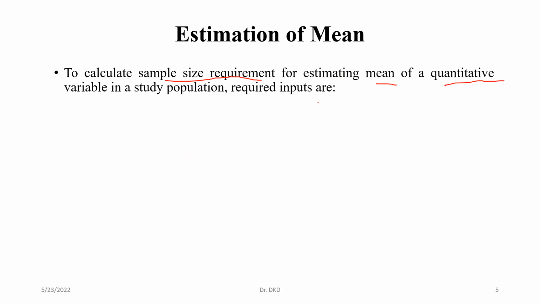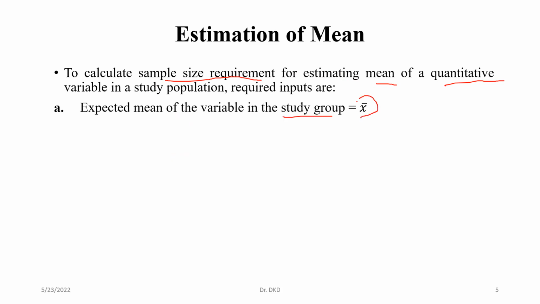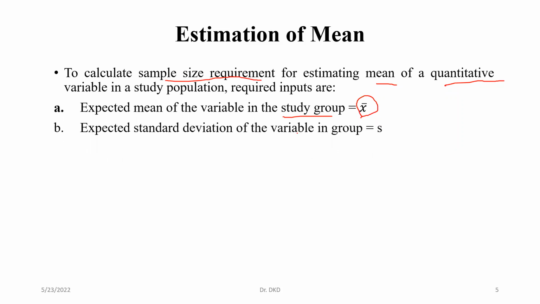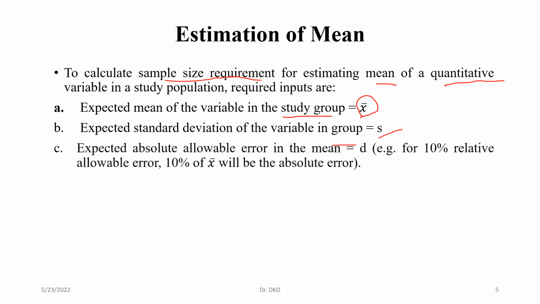we require some inputs, like the expected mean of the variable in the study group, that is x bar, which we need to find out from the literature review. Then the expected standard deviation of the variable in the group, which is S, and then the expected absolute allowable error in the mean, which is denoted by D. For 10% relative allowable error, that means 10% of x bar will be the absolute error.